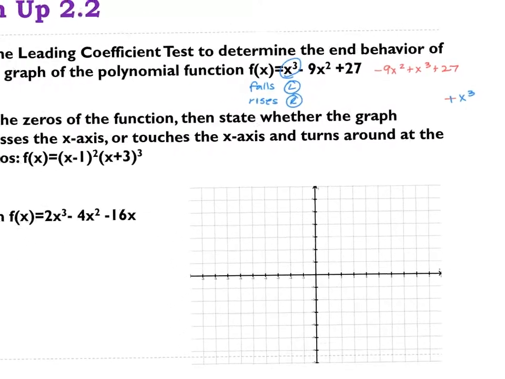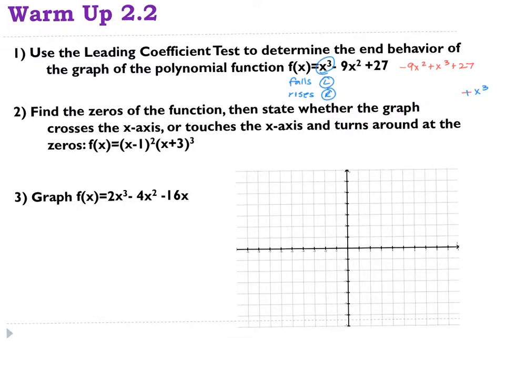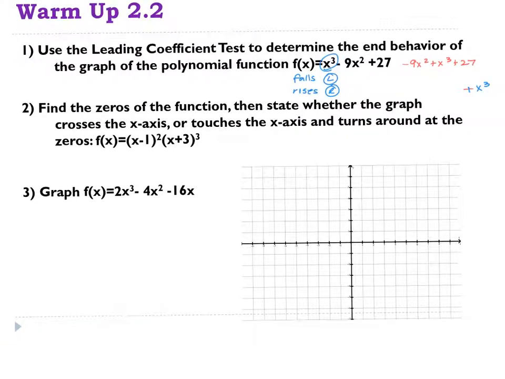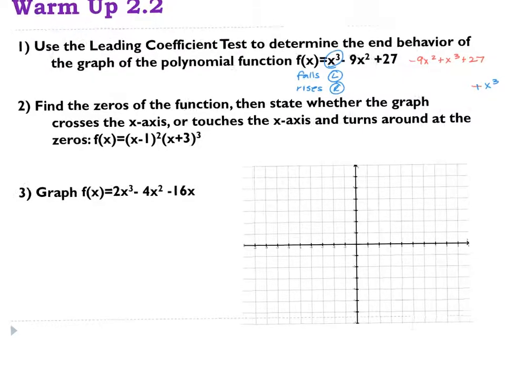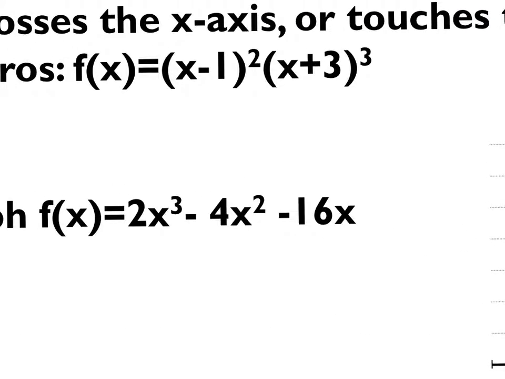Okay, then question 2 says, to find the zeros of the function, state whether the graph crosses the x-axis or touches it and turns around at that point. So this is already factored for you. Obviously, the next one's not. We'll talk about it then.